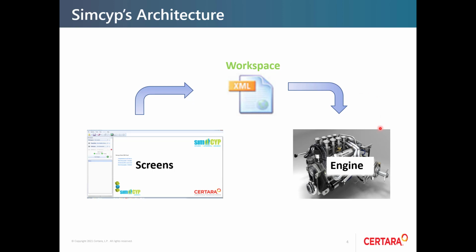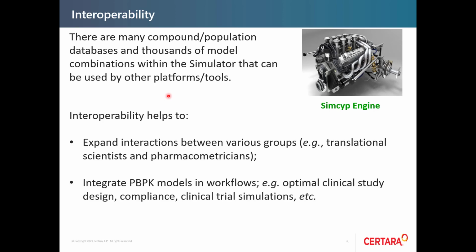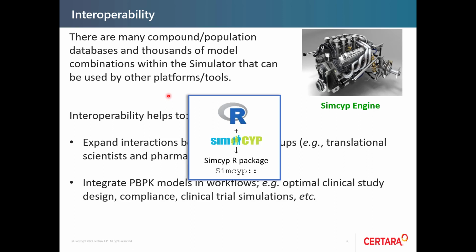Because the engine is separated out from the screen and the workspace, this allows room for interoperability. There are many compound and population databases and thousands of model combinations within the Simcyp simulator that can be accessed by other platforms such as MATLAB and R. The benefit of interoperability is that it expands the interaction between various groups, and it also integrates the PBPK models in workflow. So this is why we have the Simcyp-R package. The Simcyp-R package makes the connection between R and the Simcyp simulator engine.